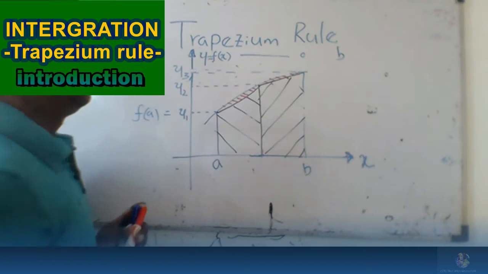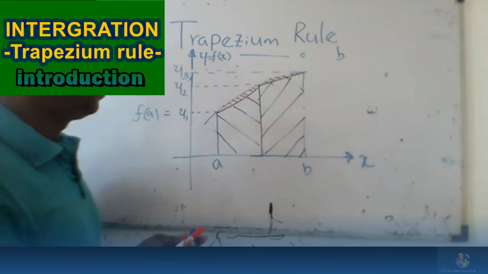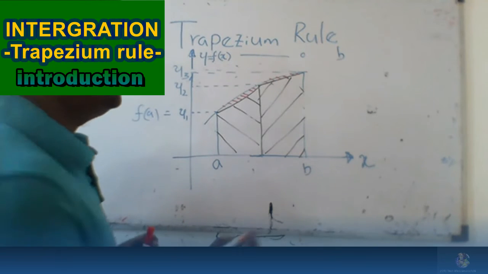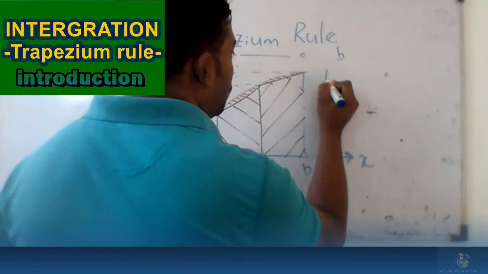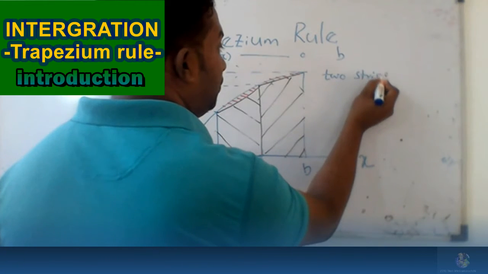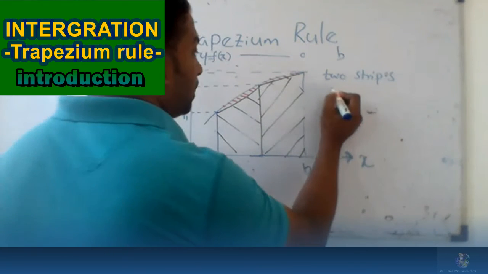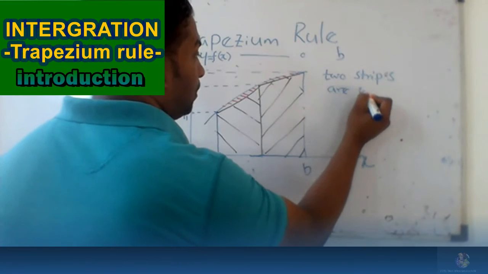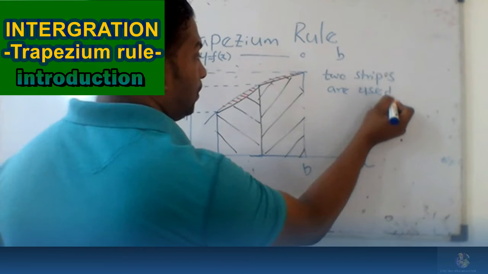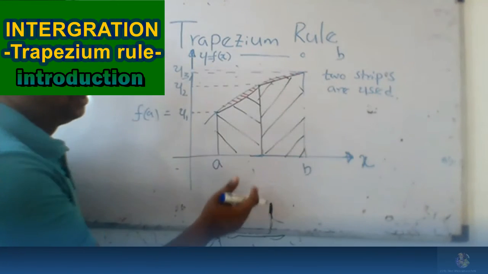Can you draw this one? Here you can write two strips are used. They will give the number of strips, right? Two strips are used. Draw this one.